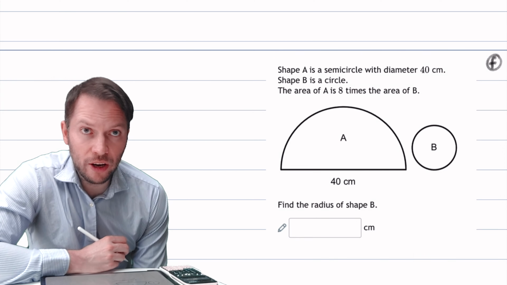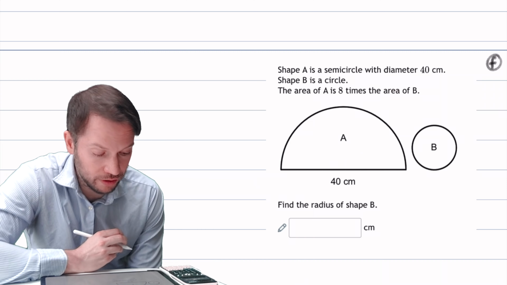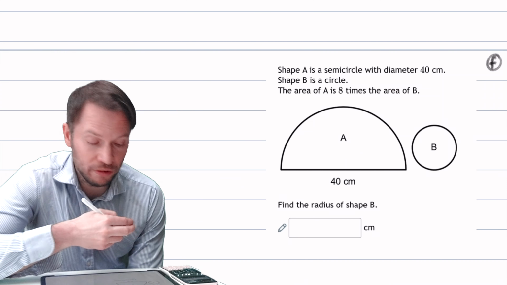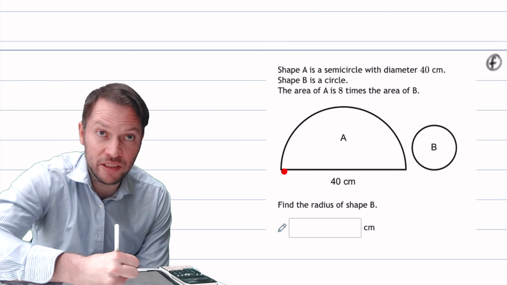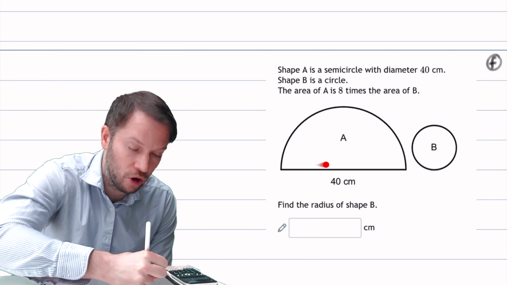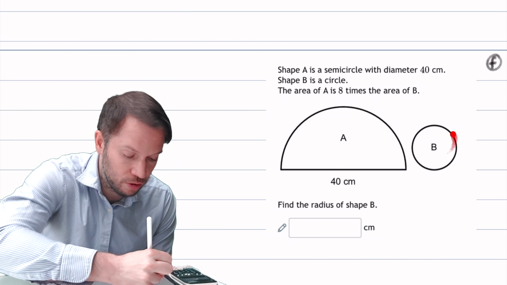Hi, in this video we're going to compare areas of either full circles or fractions of circles and solve the problem to find some radius or some length. Now we're told that shape A is a semicircle, that's half a circle, with diameter 40. Remember, the diameter of a circle is the line from one end of the circle to the opposite end of the circle that goes through the centre. And shape B is a circle.